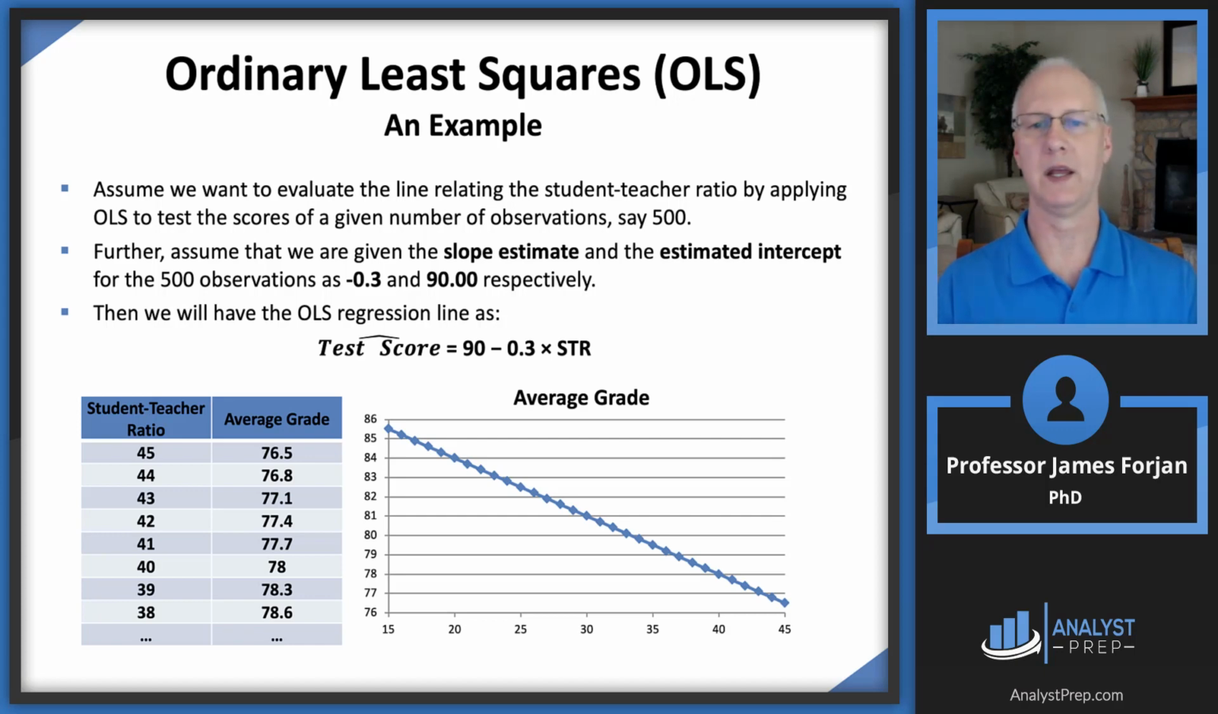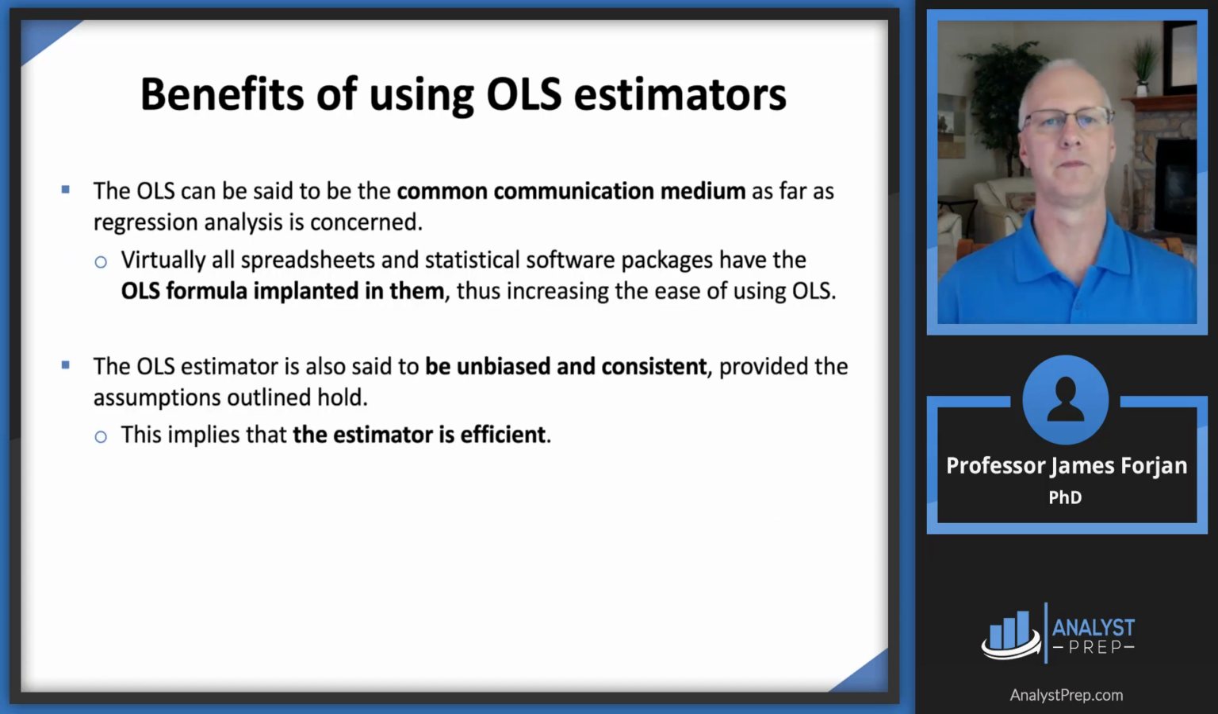And so you just put the data in, go to data and regression, and let's suppose we get an intercept term of 90 and a slope coefficient of minus 0.3. So there's the OLS regression line. Test score is equal to 90 minus 0.3 times the student-teacher ratio. And of course, we're not surprised that there's a minus sign in front of that 0.3 because it's a downward slope, and there's the picture there on the bottom right.